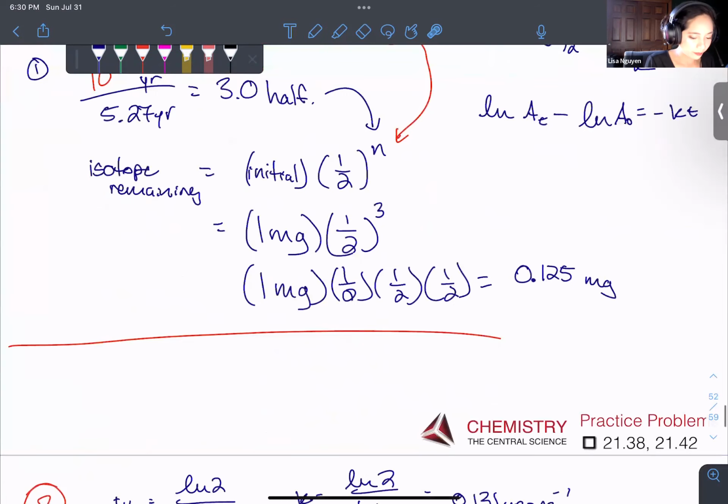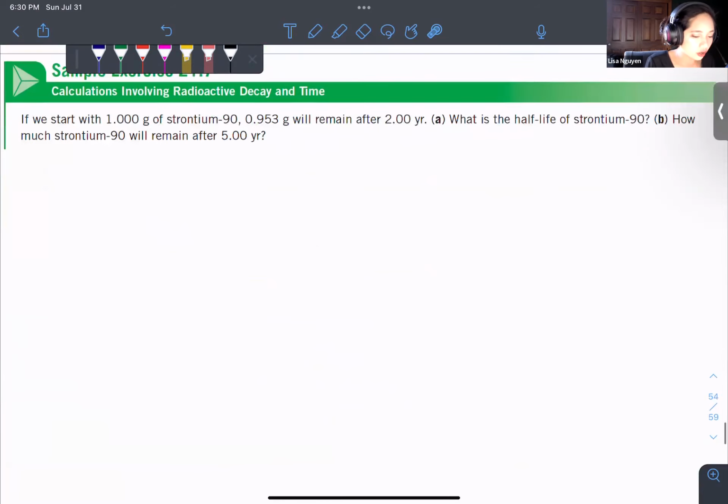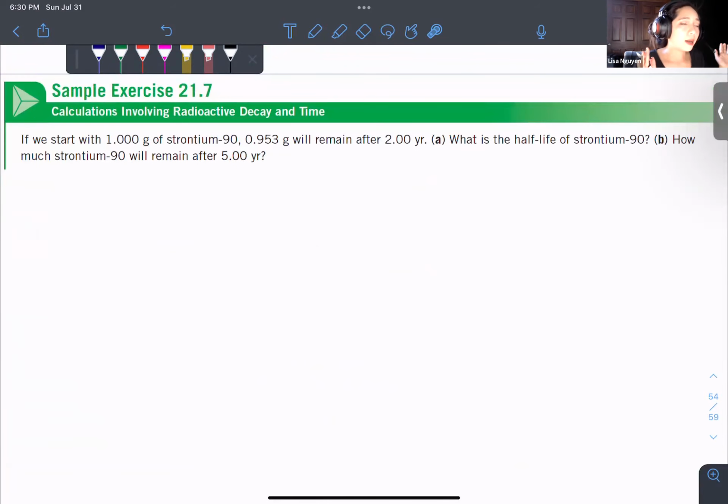Okay, very good. All right, so let's do one still involving radioactive decay, but I just give you different pieces of information.